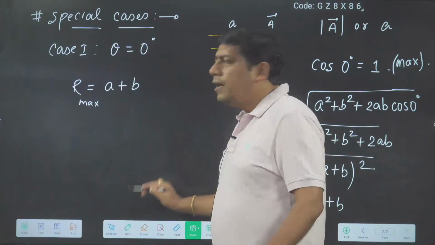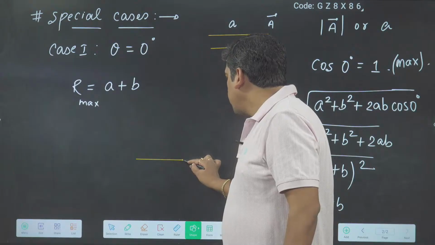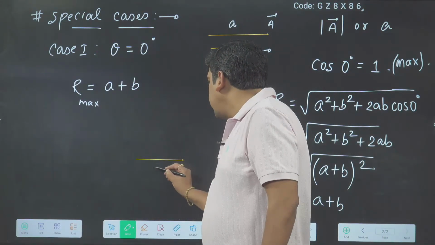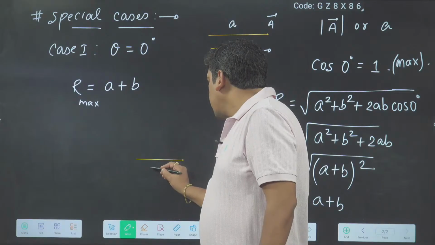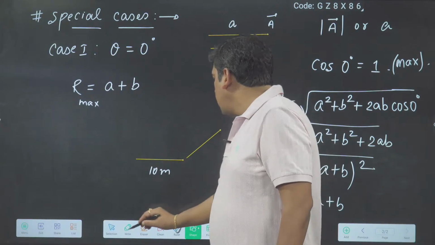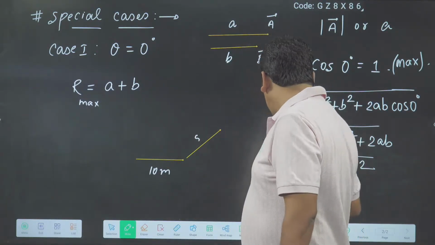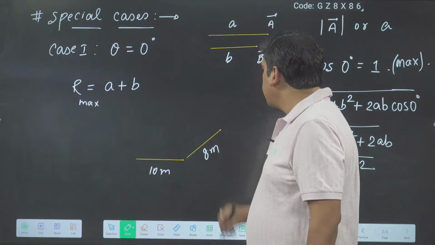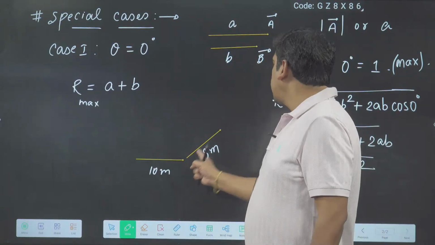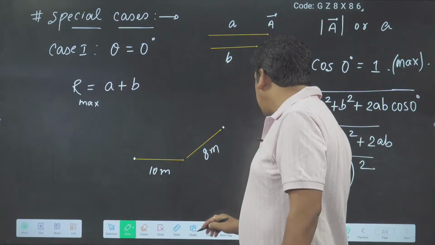If I ask you a question: a person was moving in the east direction. It has moved a length of, let's say, 10 meter. Then it moved at some other angle. I don't know what the angle is, and it moved 8 meter. Find the displacement. It moved east, then it moved in this direction. I don't know the angle, but understand the displacement.